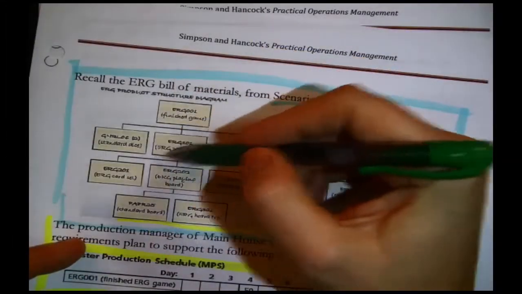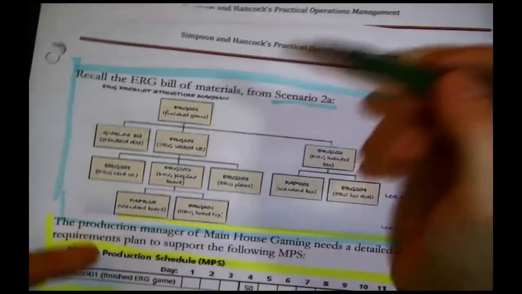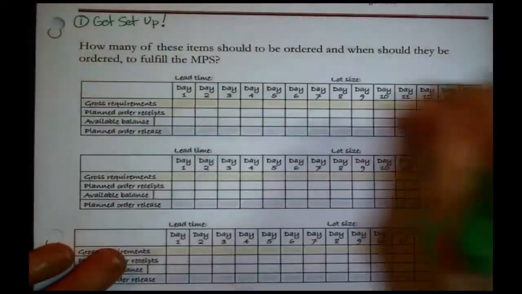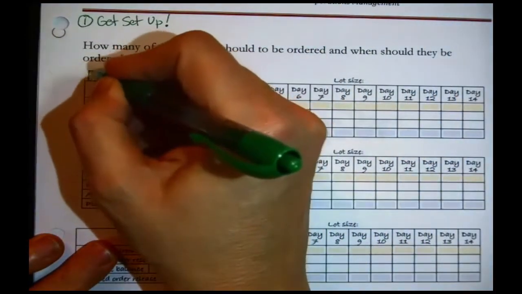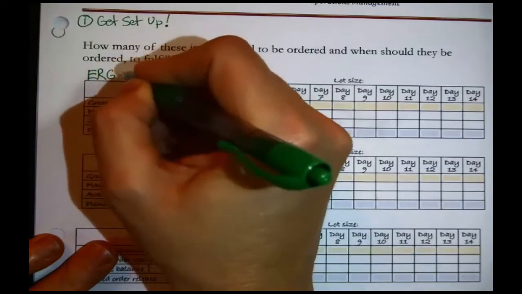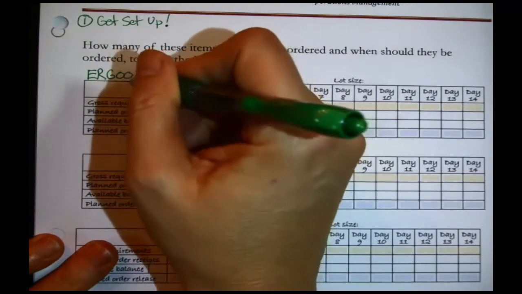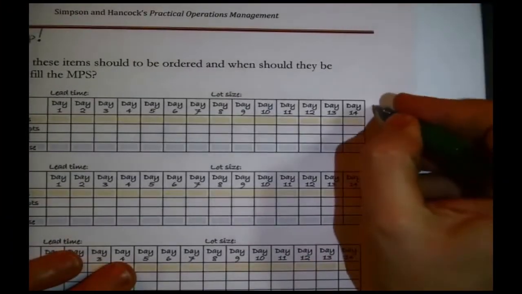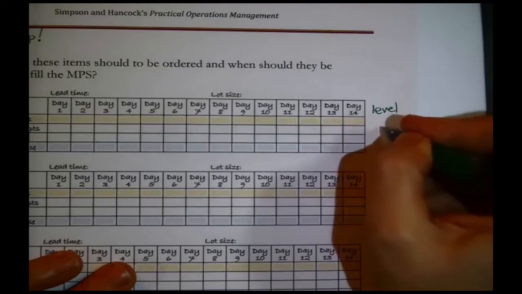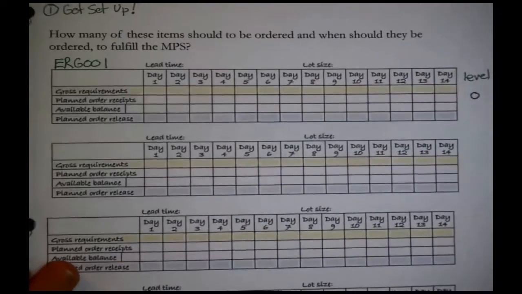There's going to be one record for each one of these items. Might as well go ahead and dedicate these empty records. For instance, the finished good here is ERG001. That is the actual finished environmental response board game. Finished goods are level 0 items, so I'm going to note that over here for convenience. There, I've dedicated a record to it.